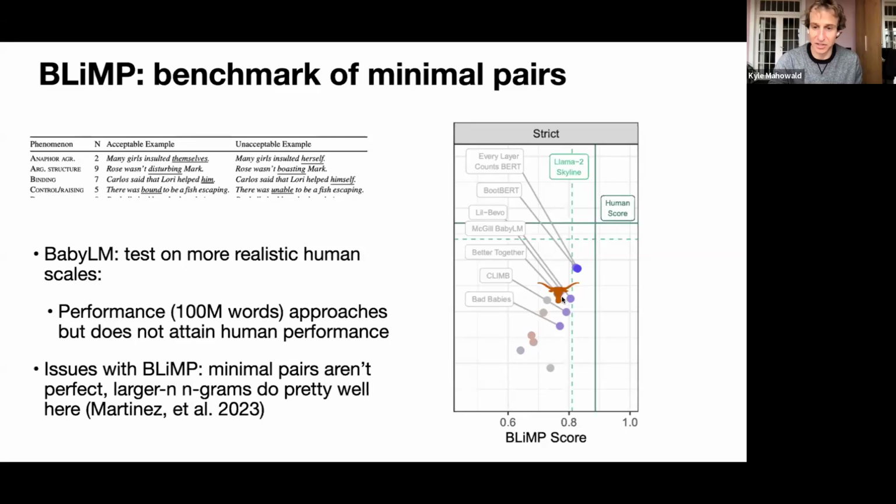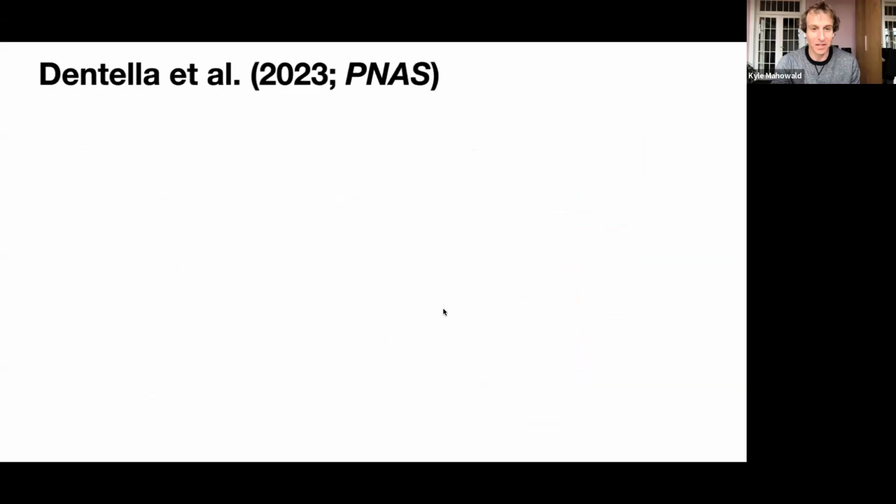I'll give a head. This was our team at UT Austin was in there, so we did all right, but we didn't win.